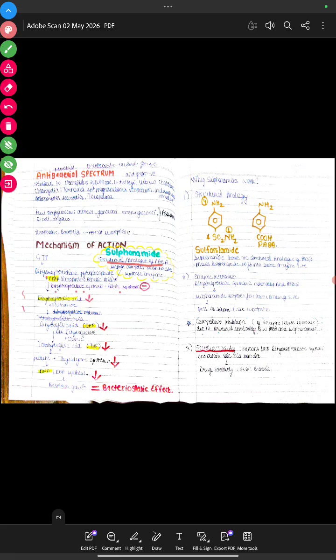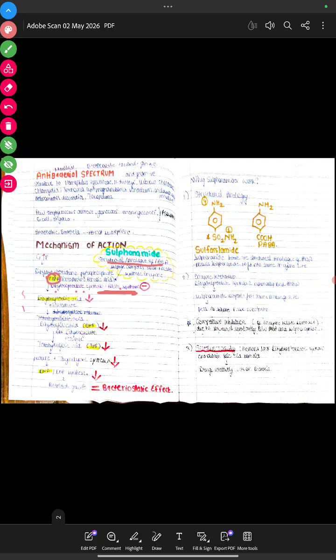dihydropteroate synthase. In the normal situation, GTP will make dihydropterin pyrophosphate, which will add to PABA, para-aminobenzoic acid, and it will form dihydropteroic acid under the enzyme dihydropteroate synthase, or, easy to remember, folate synthase. So this sulfonamide will inhibit this enzyme.